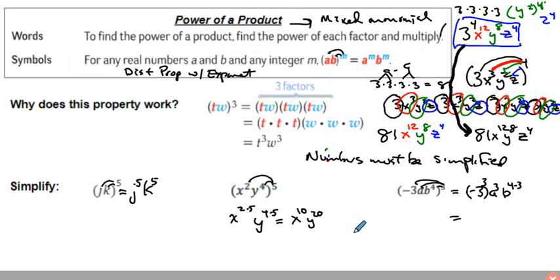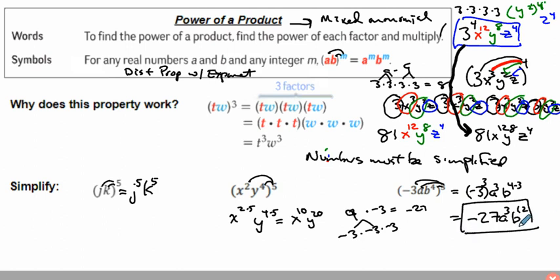Okay, well, negative 3 to the 3rd power is negative 3 times negative 3 times negative 3. So you get positive 9 times negative 3, which is negative 27, right? So we're going to go negative 27, right? And then you get a to the 3rd. That's as simplified as it can be. And then we have b. 4 times 3 is 12. B to the 12th power, and you are finished.